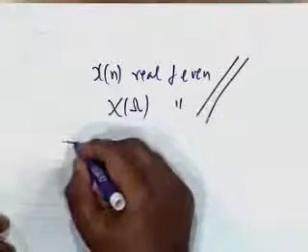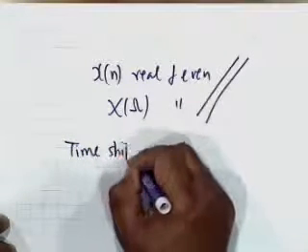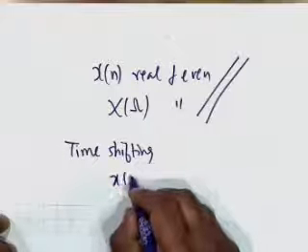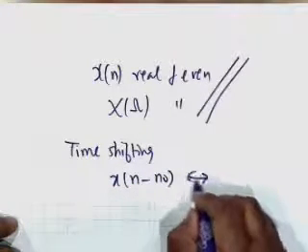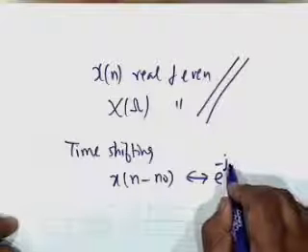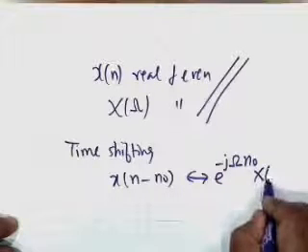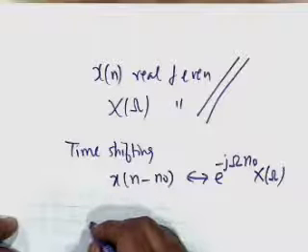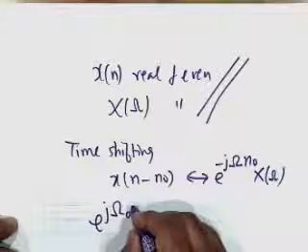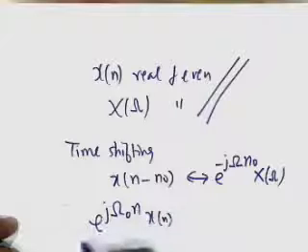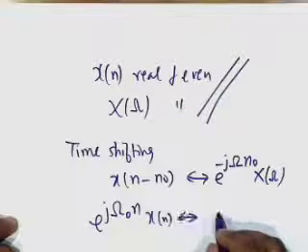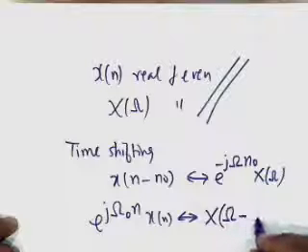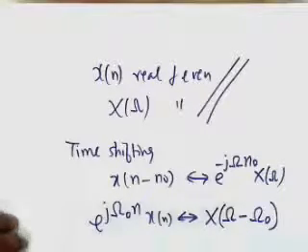We also did the time shifting and frequency shifting properties. Time shifting: x of n minus n0 transforms into e to the power minus j omega n0 times capital X of omega. And the other thing is that if I multiply x of n by an exponential signal like this, the result becomes capital X of omega minus omega 0. We shall give a final touch to the rest of the properties in the next class. That's all for today.